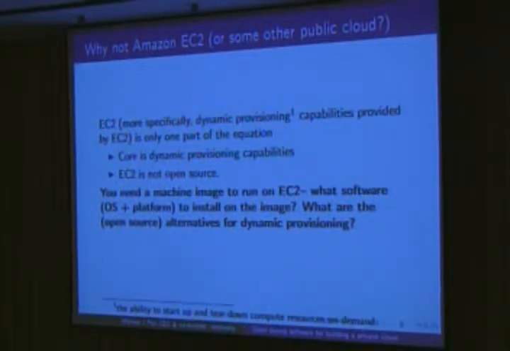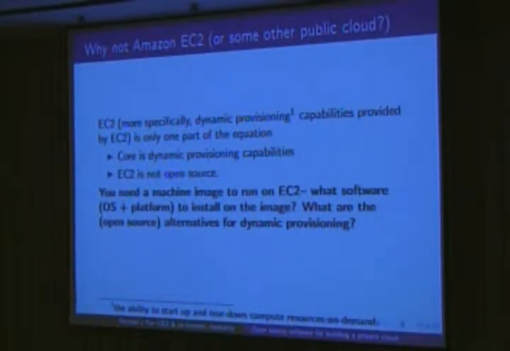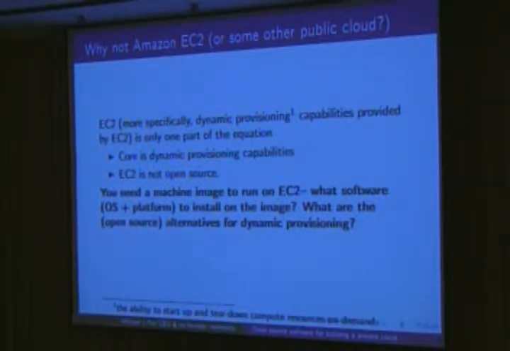Even if you were to use EC2, you need a machine image to run on. So what's the software that you're going to install on this image? And then we're going to also look at what other open source alternatives there are for EC2. And in case you don't know what dynamic provisioning is, that's the definition there. You can request compute nodes on demand.